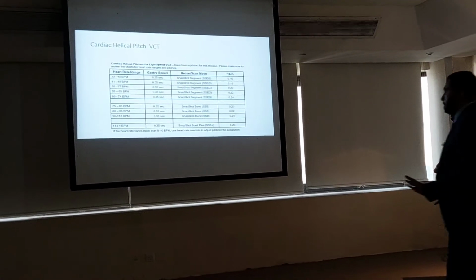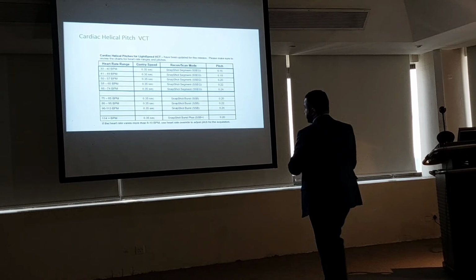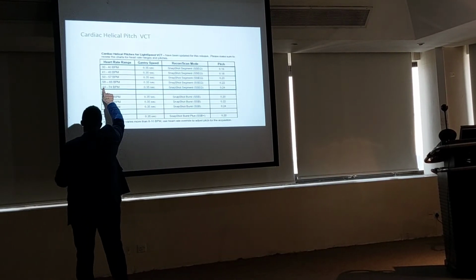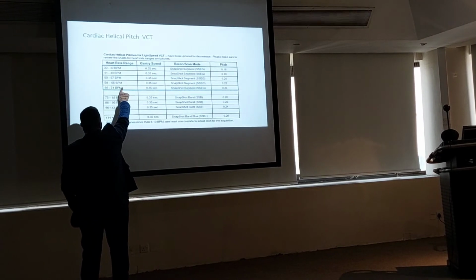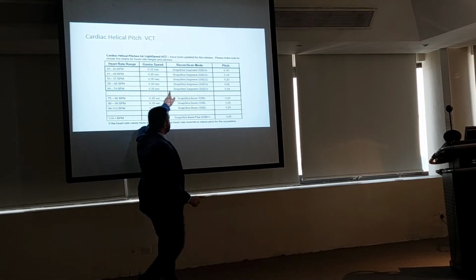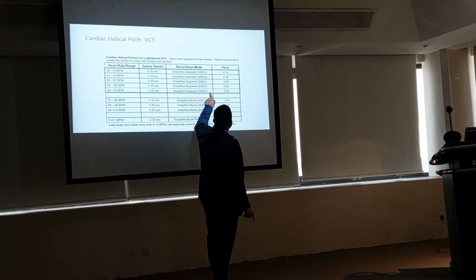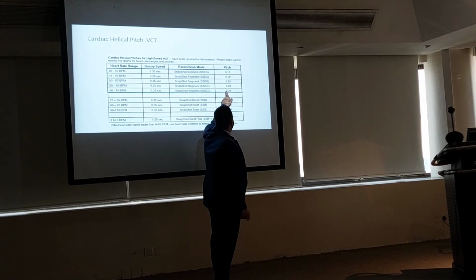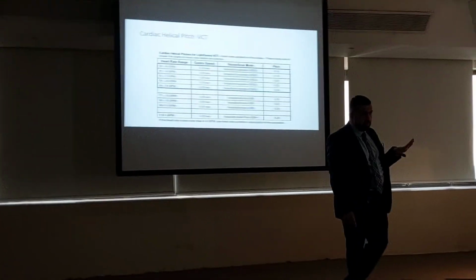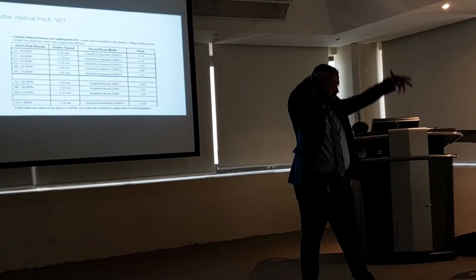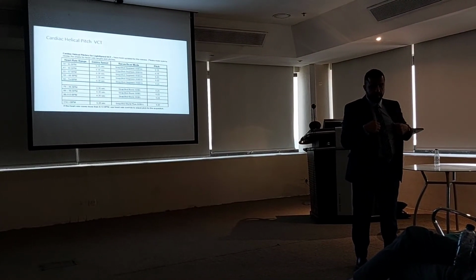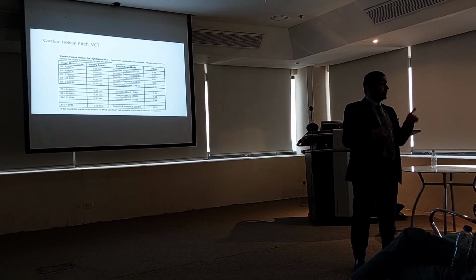Now, why do I need this? If the patient heart rate is 70, this means it falls here. And for this, the system knows I will use segment helical and I will use 0.24 pitch, so as to get you a good pitch. This is from analysis, from a lot of statistics. Okay? You get that?